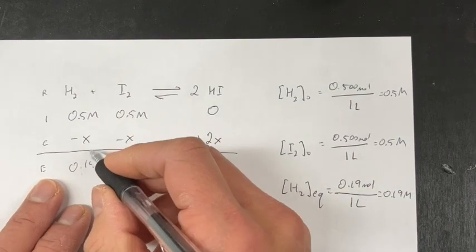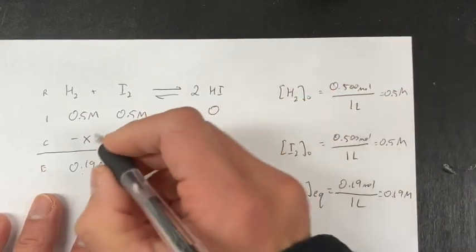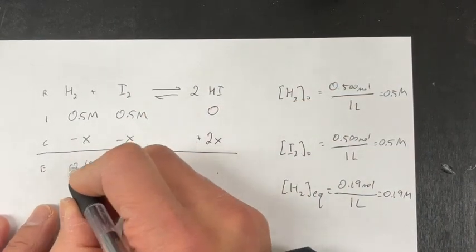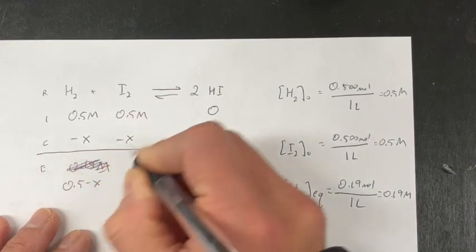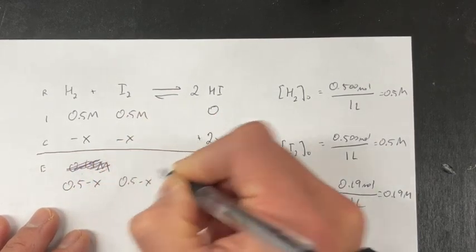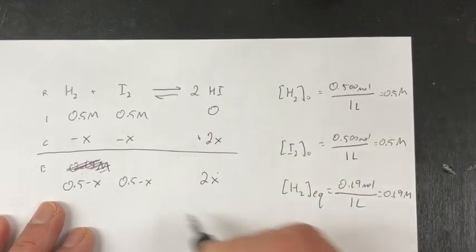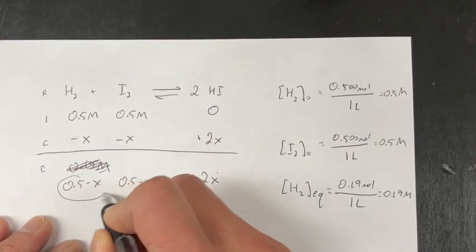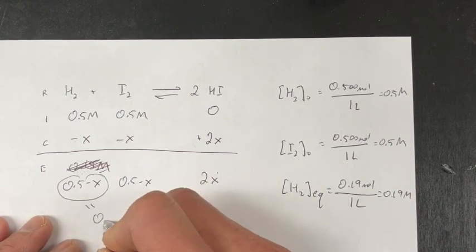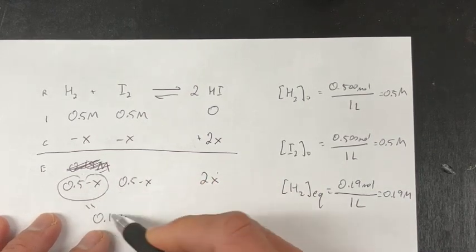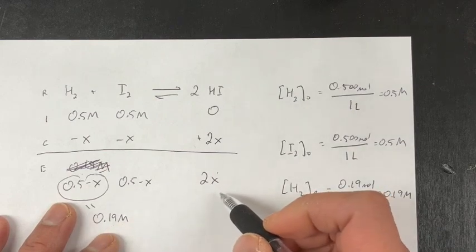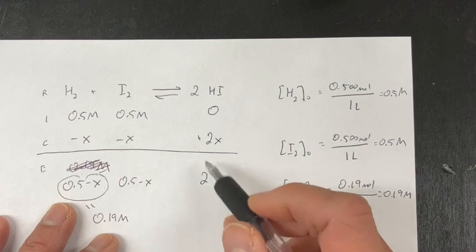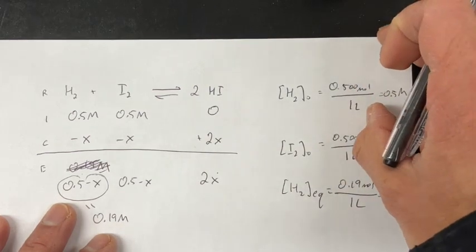Which is also, I should write this out. So instead of writing that out here, I'm going to write this out: 0.5 minus x. This is 0.5 minus x, and this is 2x. And we know that 0.5 minus x is equal to 0.19 molar. Okay, so from there, we can solve for x, and then we can plug in our x's and get our equilibrium constant. So you can do that one.